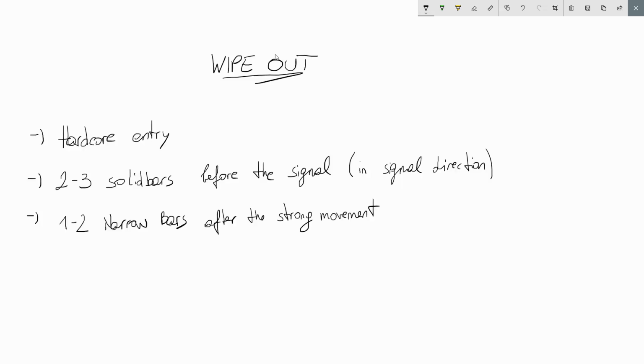Also, if you can remember, a narrow bar means it's smaller than 0.5 ATRs. I'm talking about the candle size. A narrow bar is a very small bar. I will draw you a picture of how this looks. Basically, for a long setup, we have 2 to 3 green solid bars in the long direction. So we have a great long movement, and after this movement we have 1 to 2 narrow bars.